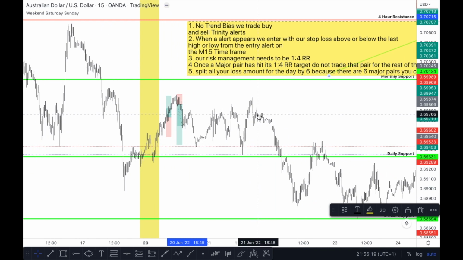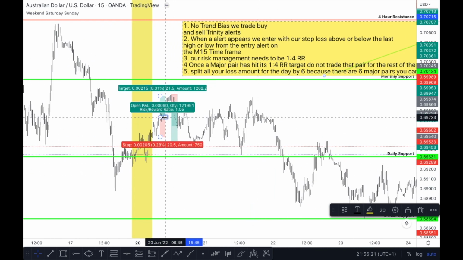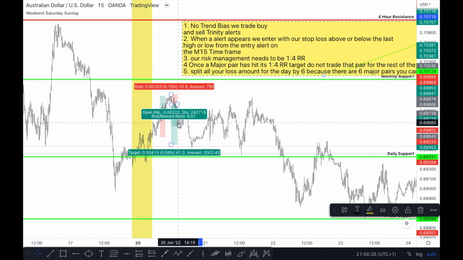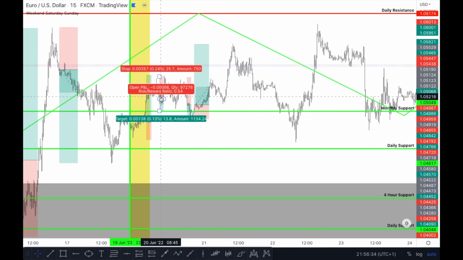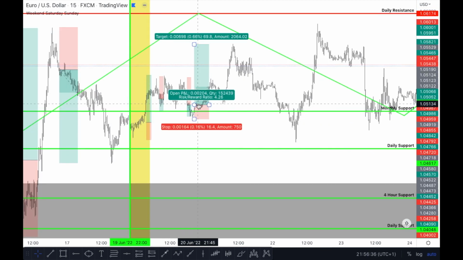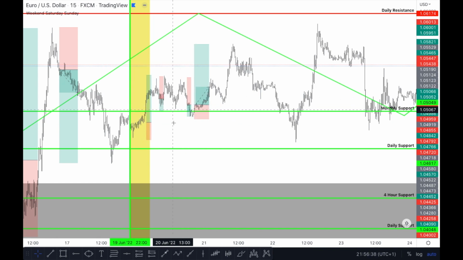So now I'm just going to go through all the pairs just to show you what actually happened here. You can see right now this was a losing trade and this was a winning trade because this hit 1 to 4, so we'd be $15 up in profit. And this was a losing trade, this was a losing trade, this was a losing trade, but this was a winning trade, so therefore we lost $15 but made $20, so we were up by $5 on this trade.